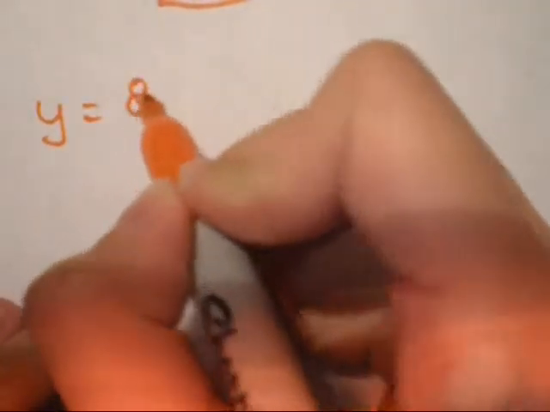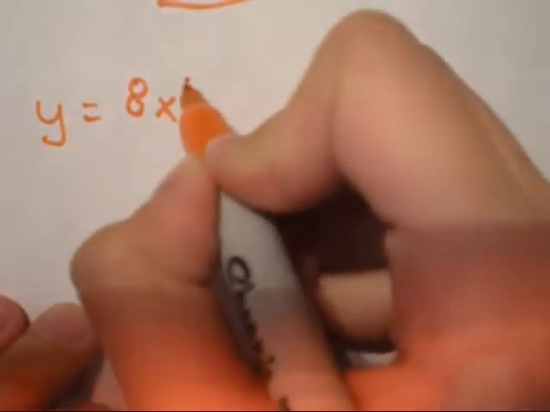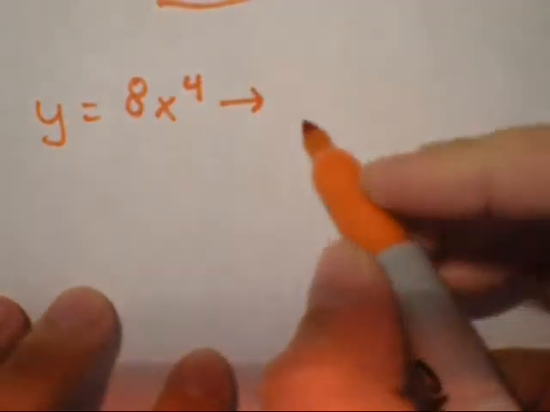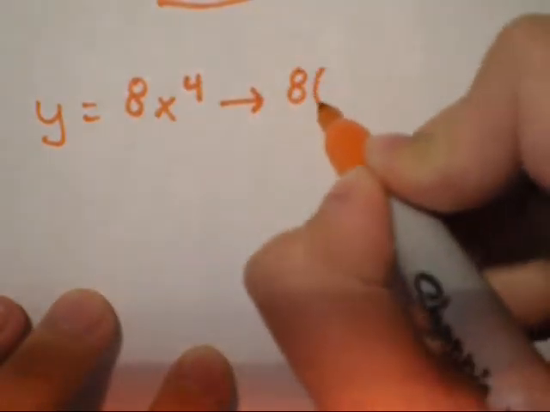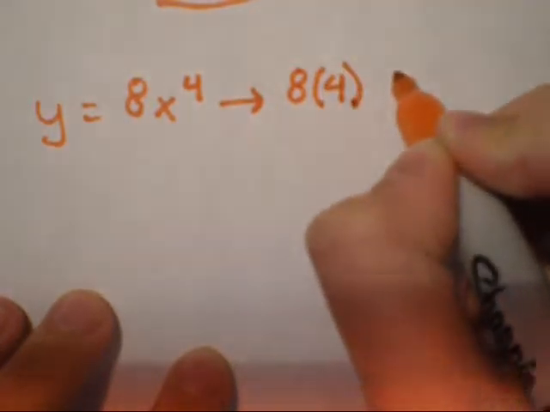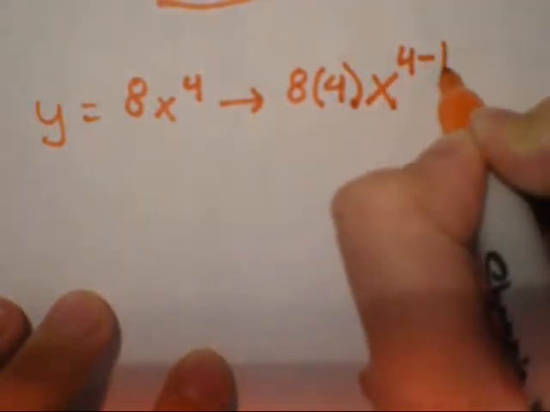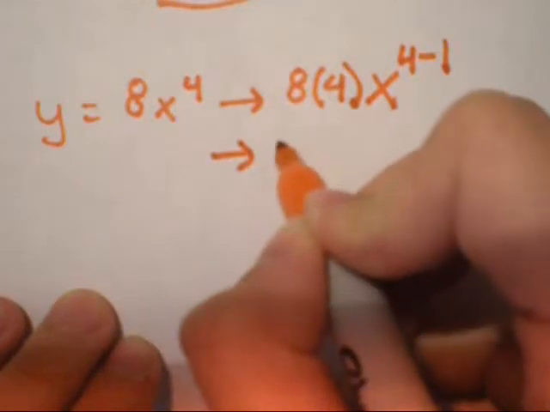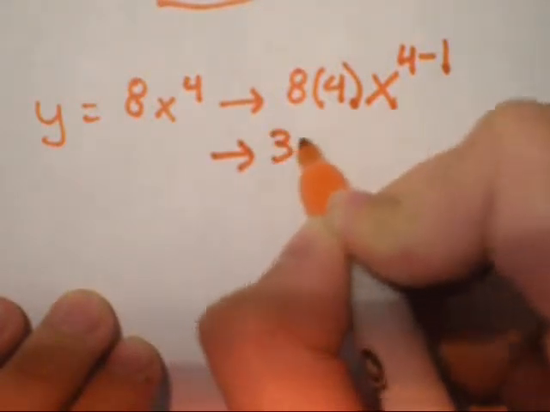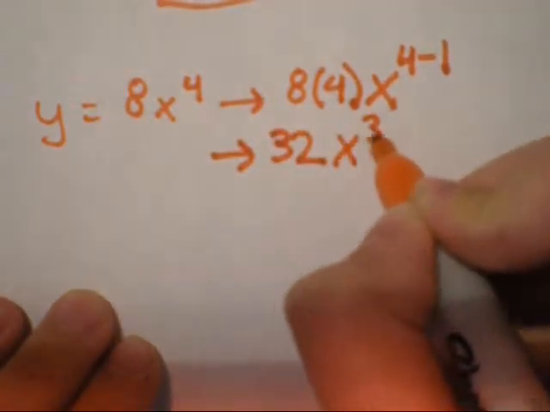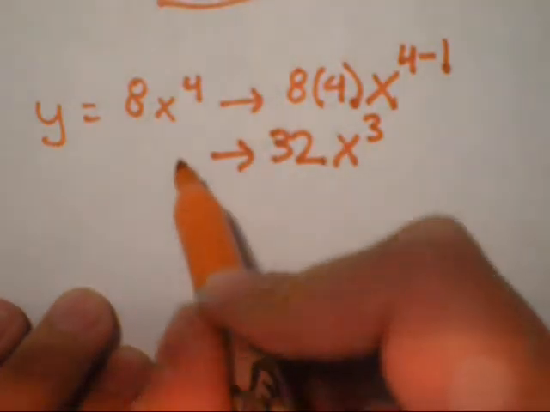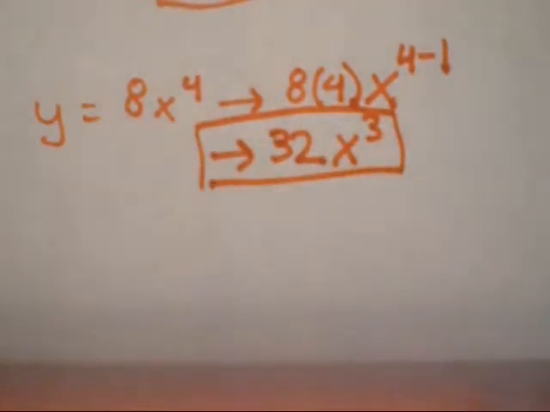Alright, let's keep going here. Our next example, y equals 8x to the 4th. So 8, we bring the 4 out front, x to the 4 minus 1. So that gives us 32x to the 3rd. And that would be our final answer in this case.